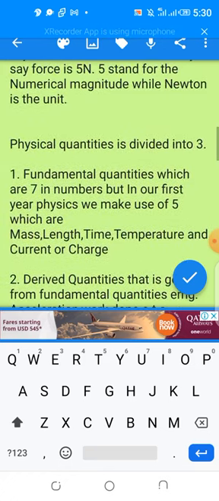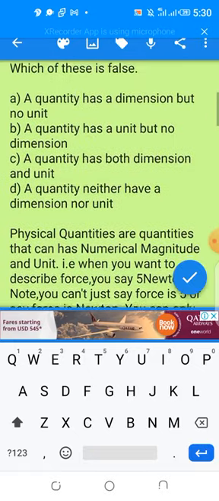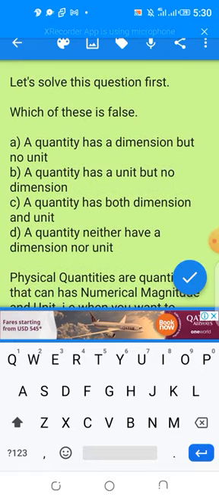Now let's go back to the question that I asked from the beginning. Which of these is false? Let's leave A first and go to B. A quantity has unit but no dimension. Is it possible for a quantity to have unit but no dimension? Answer me, please. Okay, it's normal. A quantity can have unit but no dimension.